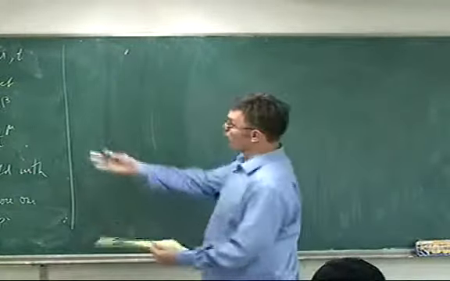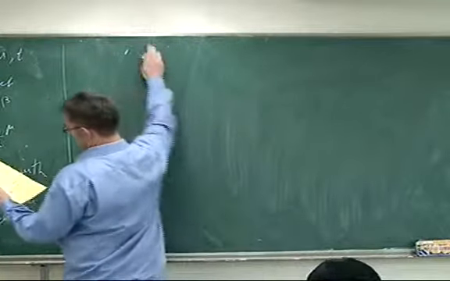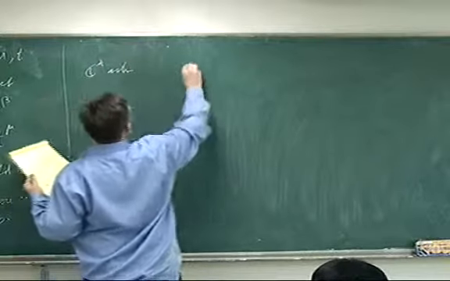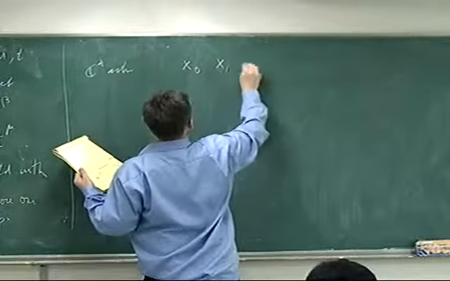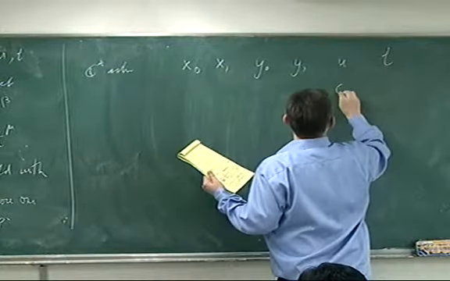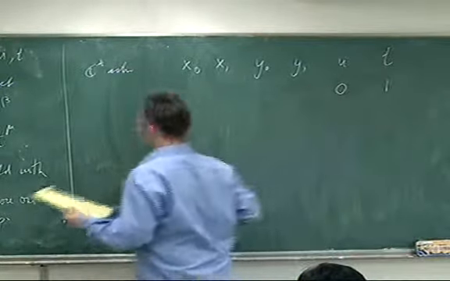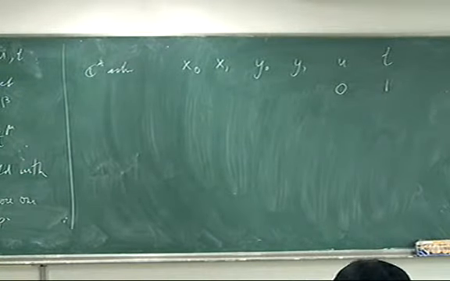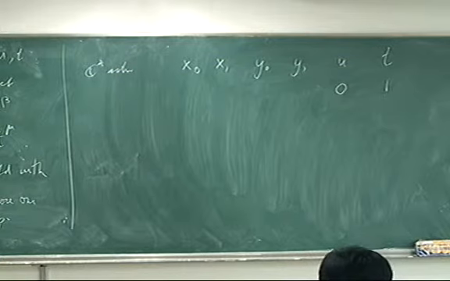So I just better tell you the weights of the variables, that's all. The C star action is given by x0, x1, y0, y1, u, and t. I start off by choosing that u and t have those weights, and then I'm going to do everything else to make this all homogeneous, which is not so difficult.